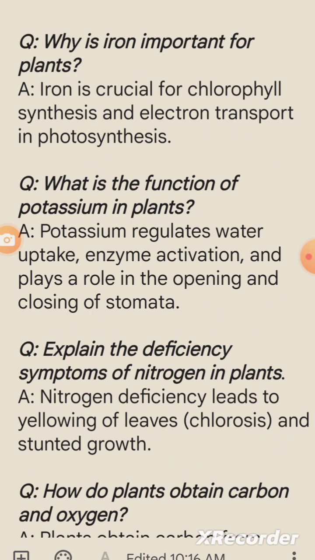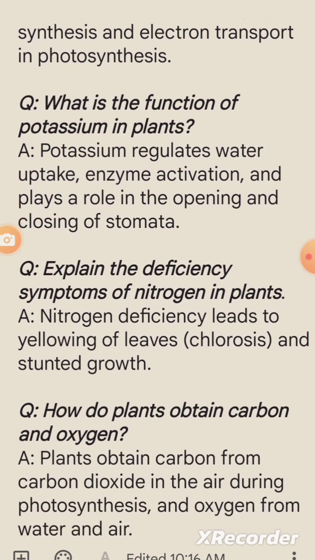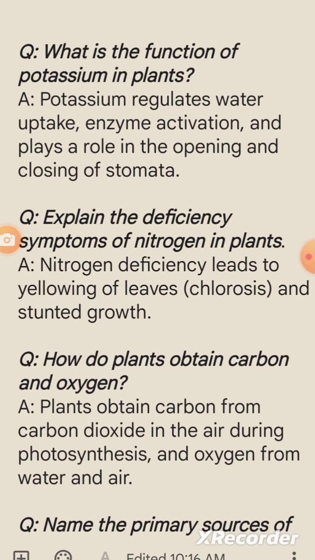Question: what is the function of potassium in plants? A. Potassium regulates water uptake, enzyme activation, and plays a role in the opening and closing of stomata. Question: explain the deficiency symptoms of nitrogen in plants. A. Nitrogen deficiency leads to yellowing of leaves, chlorosis, and stunted growth.